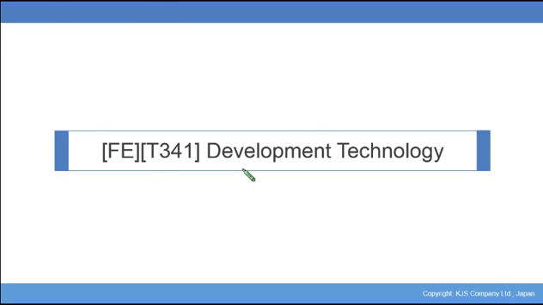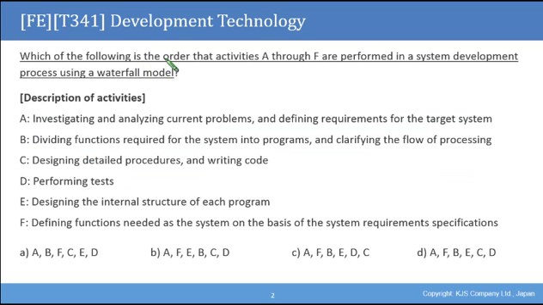FET341, Development Technology. Which of the following is the order that activities A through F are performed in a system development process using a waterfall model? Here is a description of the activities. In A, investigating and analyzing current problems and defining requirements for the target system.